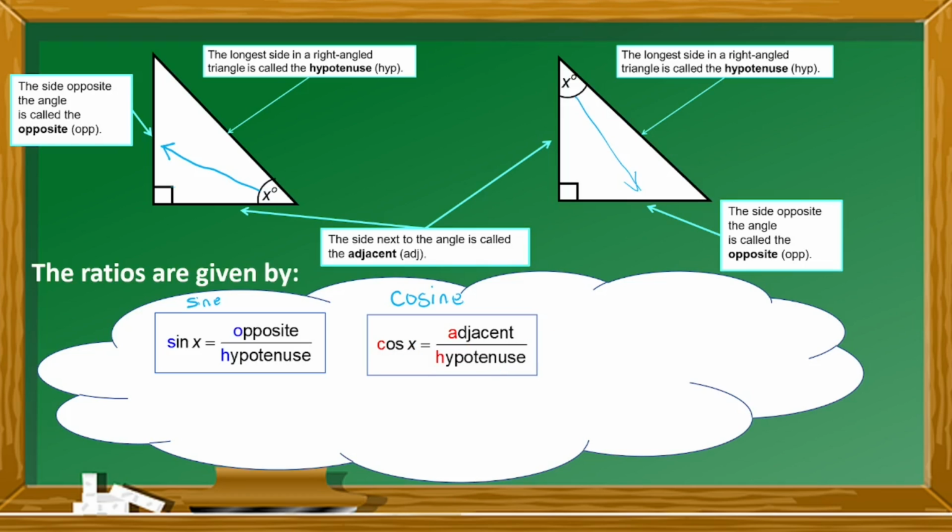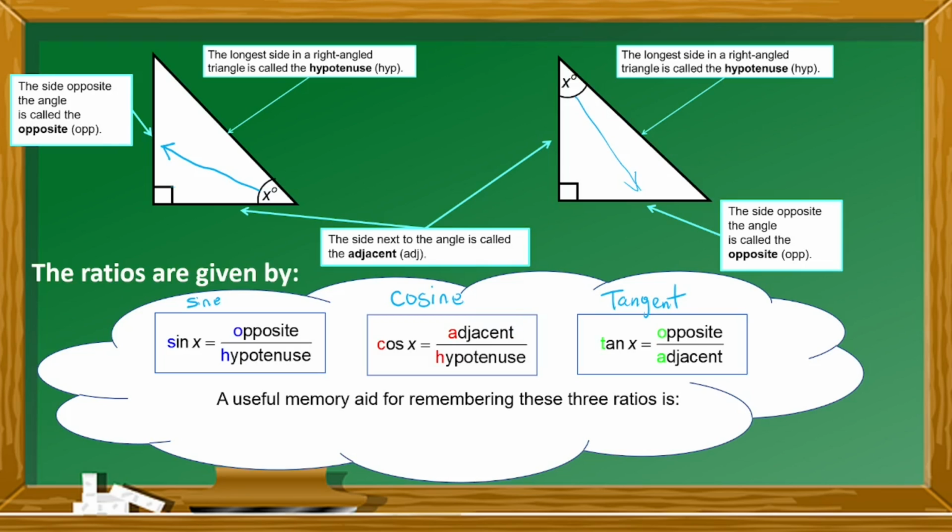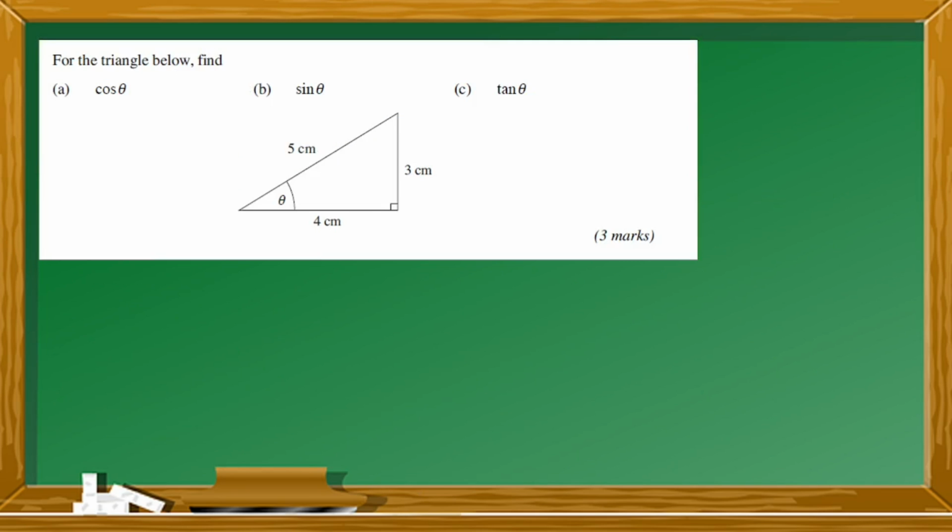And the final trig function is tangent, and for short we say tan. So tan theta is equal to opposite over adjacent. A useful memory aid for remembering these three ratios is SOHCAHTOA. Sine is equal to opposite over hypotenuse, cos is equal to adjacent over hypotenuse, and tan is equal to opposite over adjacent. So let's go ahead and start working some problems.